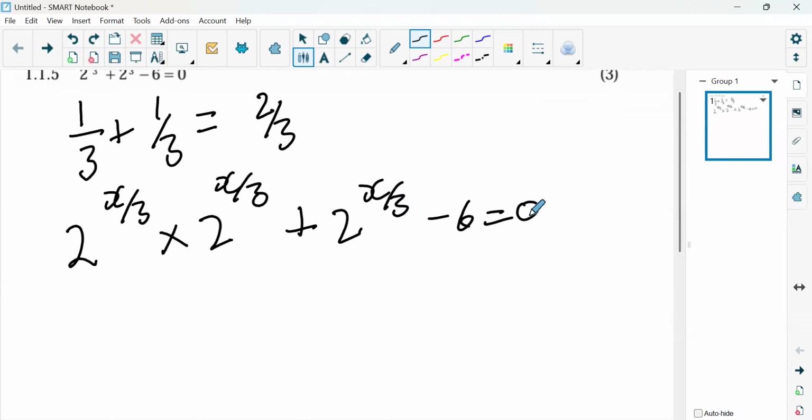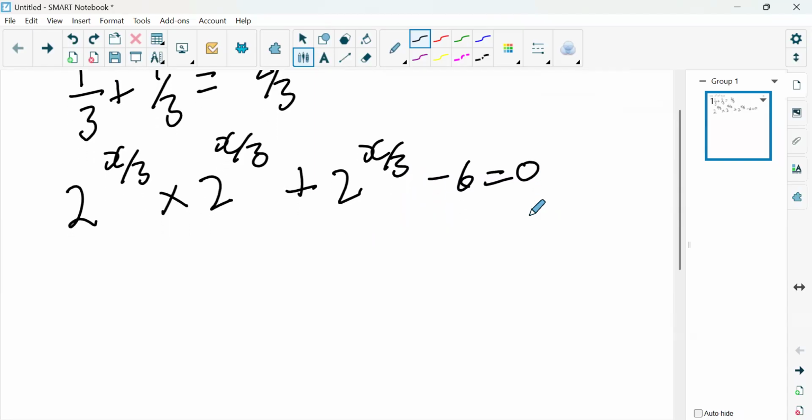Now, we're halfway there, guys. If you can just remember the power rule and the reverse of fractions, then this question is going to be a little bit simple. Now, what else should we remember?